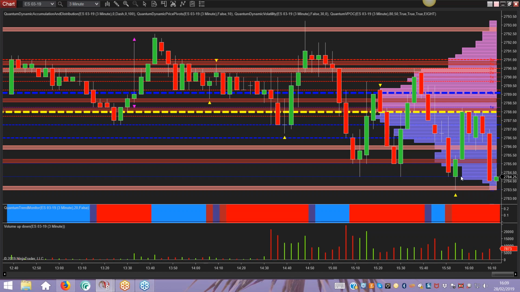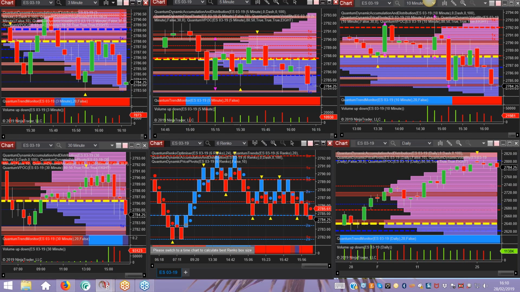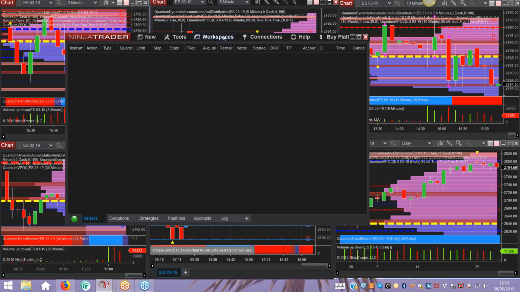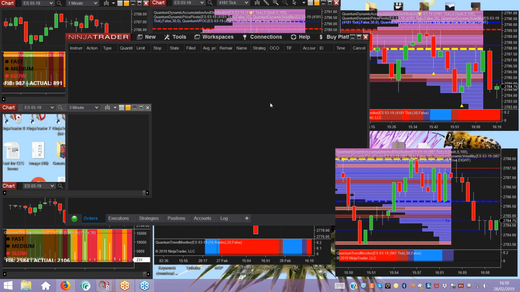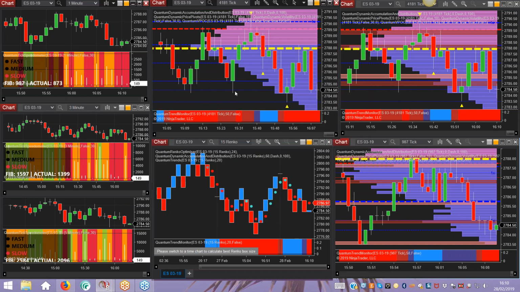Got some pretty weak support in here. It's kind of got through there. There's another little level just here which you probably can't see, but again, very minor, not terribly significant. Let's just go to the tick charts again. Still trading at very sluggish speeds.